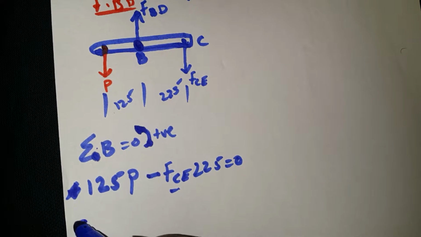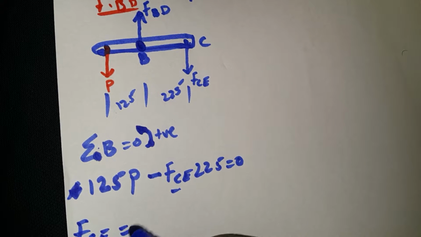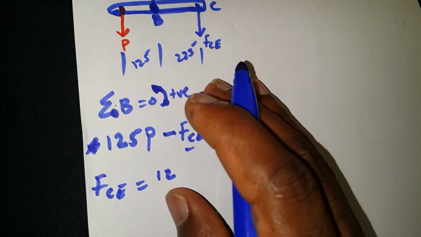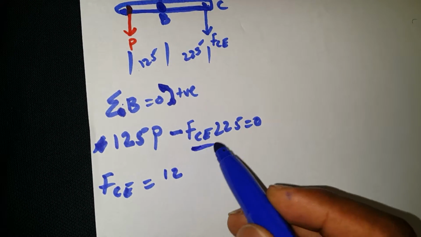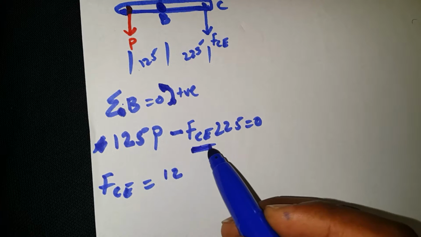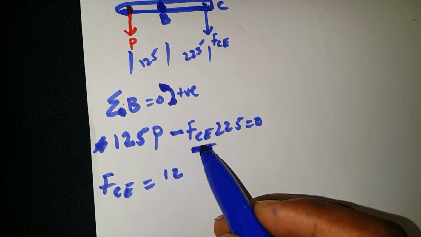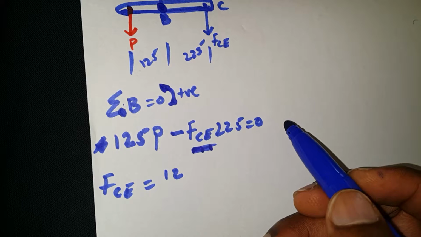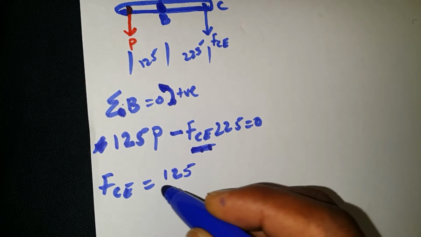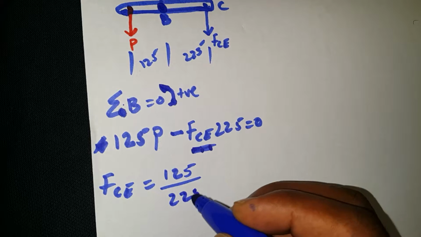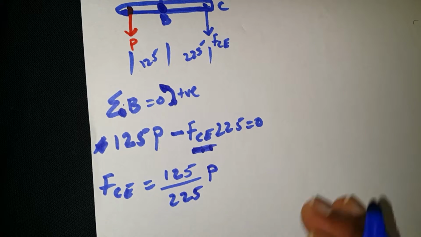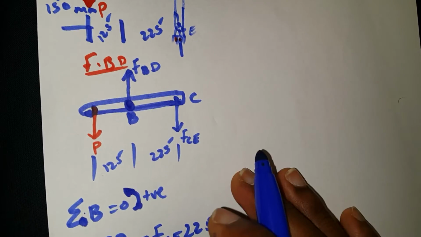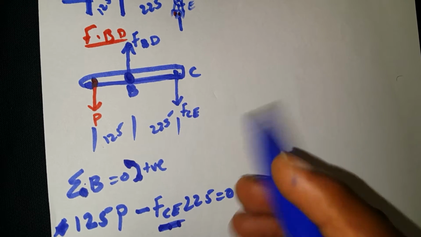So from here we just have to find FCE equals to this, right? From here I'm trying to solve now for C, not for P. Solve for this force, FCE. So now FCE here, if it goes here to be positive, it is 125 over 225P. Now we have this, which is our force. Okay? Still, we don't know what P is.